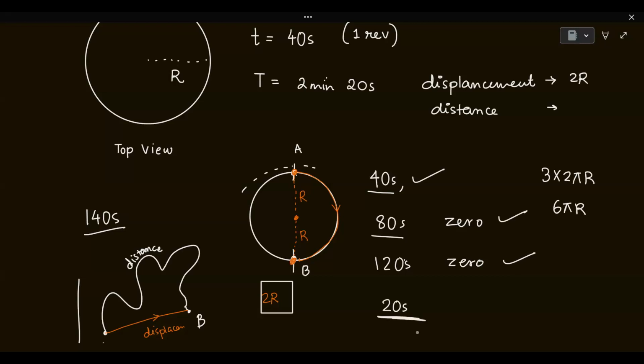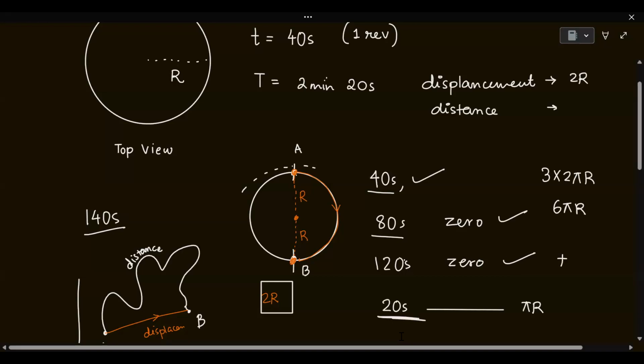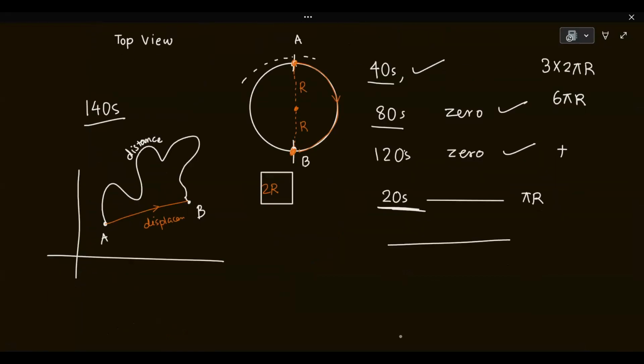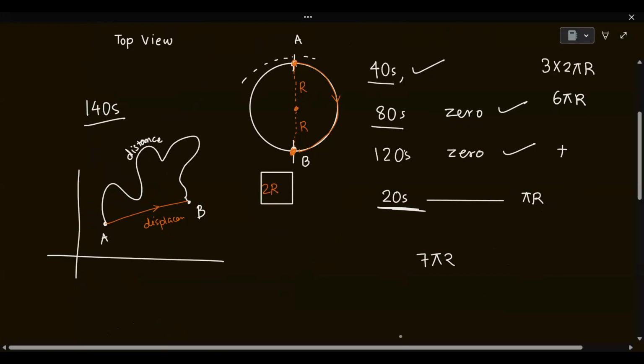What about the last 20 seconds? In last 20 seconds, it covered only half the circle. So half the circle length is how much? Only pi r. So 6 pi r plus pi r is how much, guys? 7 pi r. So the total distance traveled will be 7 pi r. Okay, so this is the total distance that the body traveled.